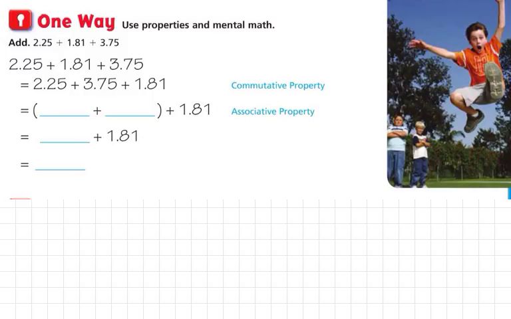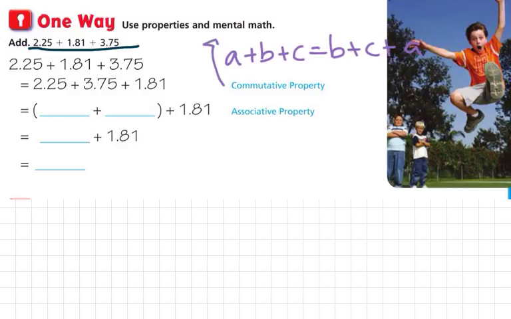So notice we're going to find the sum of the total jumps that he made. So right off the bat, if we add them up just in the order that they had them in, we have 2 and 25 hundredths plus 1 and 81 hundredths plus 3 and 75 hundredths. Now, boys and girls, we know that the commutative property of addition says it doesn't matter if you add A plus B plus C, or if you add B plus C plus A, the sum is still going to be the same. So this is an example. Remember, I'm just using variables to show you that no matter what order the addends are in, you're still going to get the same answer.